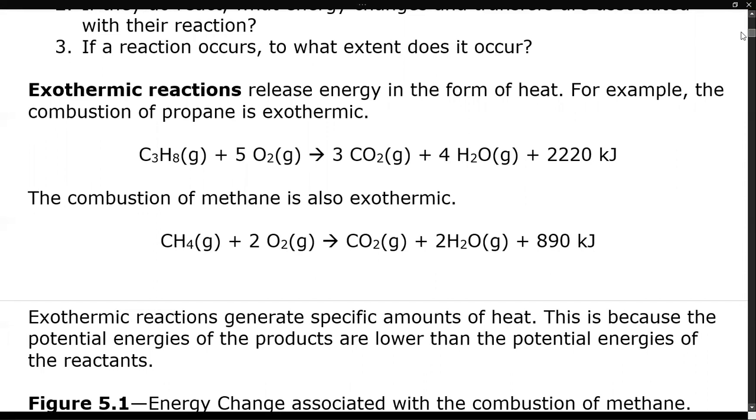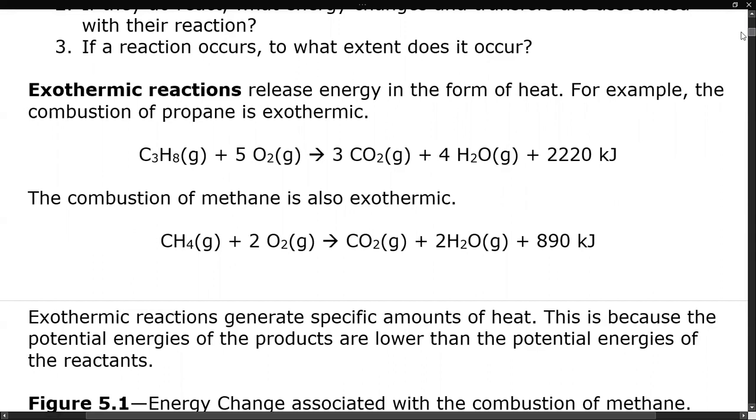Methane is also exothermic. We burn that in presence of oxygen. We produce 890 kilojoules of energy per mole of methane that burns, where methane's in natural gas. But they're going to release heat and light to the surroundings, any form of energy to the surroundings. And that happens because the products are lower in energy than the reactants.